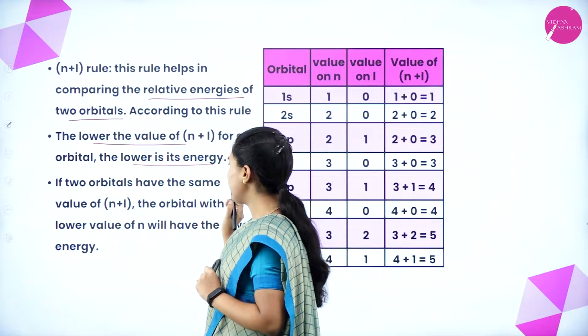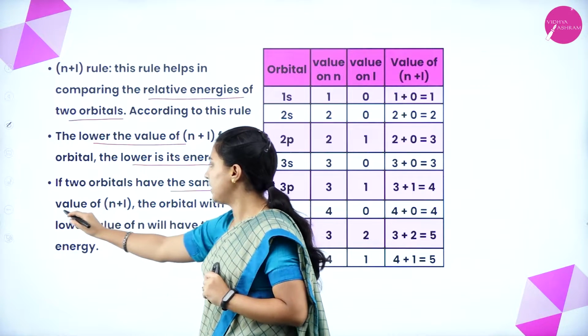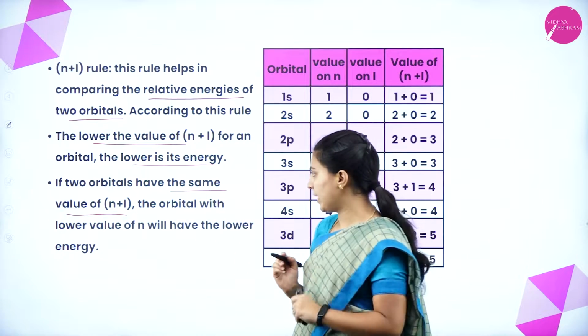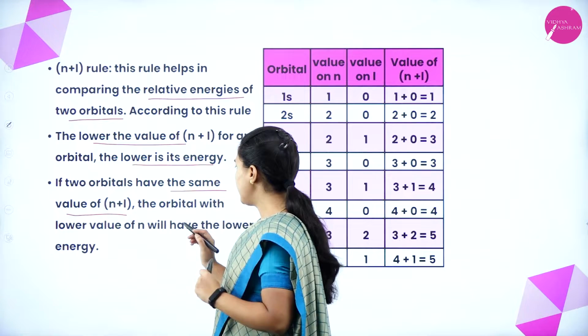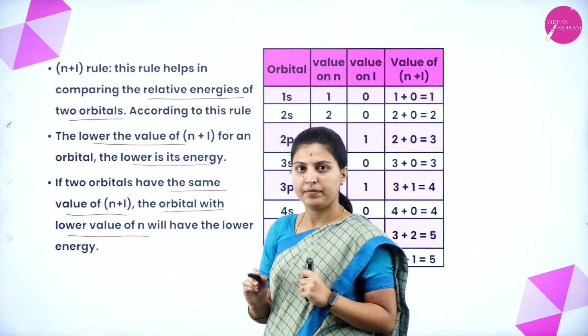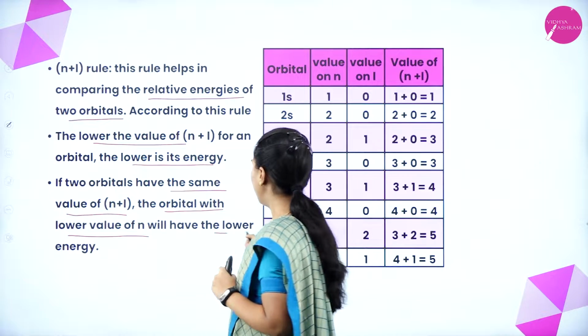If two orbitals have the same value of n plus l, then we have to consider the orbital with the lower value of n, which will have the lower energy.